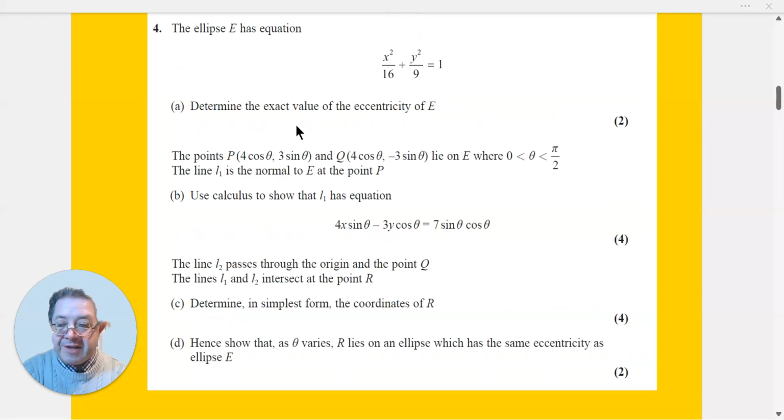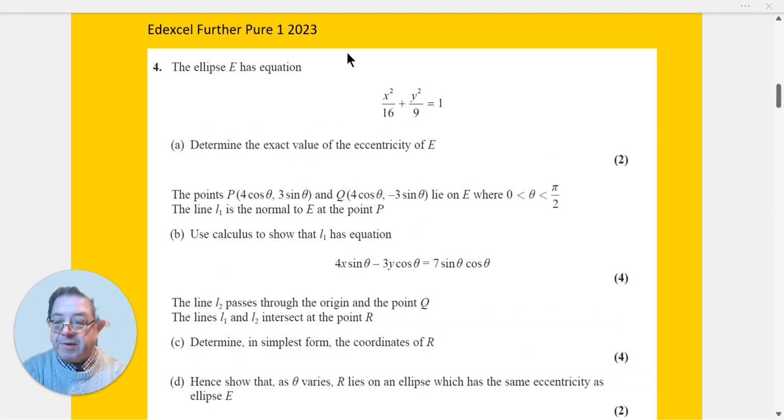The question is like this. It requires use of these formulas. The ellipse E has equation x squared over 16 add y squared over 9 equals 1, and part A is to determine the exact value of the eccentricity of E. So we're going to use the formula for eccentricity of an ellipse.